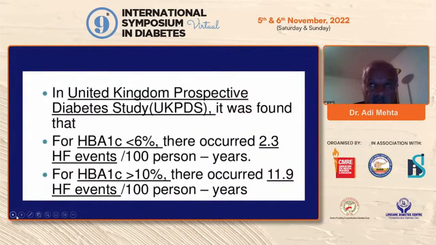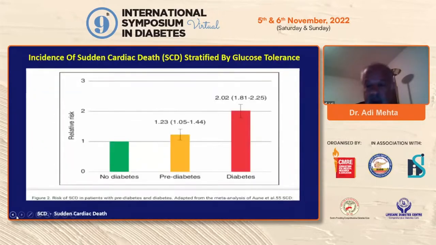In the UKPDS, it was found that at a hemoglobin A1C of less than 6%, approximately 2.3 heart failure events occurred in 100 person years. When you looked at a hemoglobin A1C of 10%, it was 11.9 heart failure events. Clearly, a 5 times higher incidence related to glucose control. And this is the incidence of sudden cardiac death. Again, you see a twofold increase just because you have diabetes.